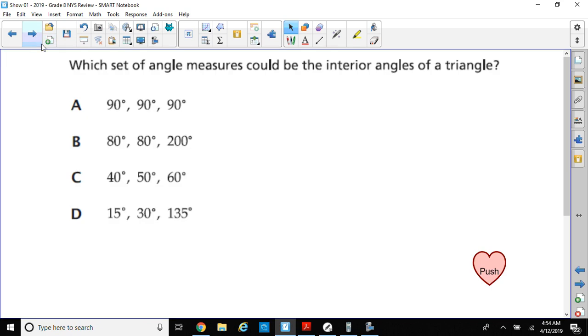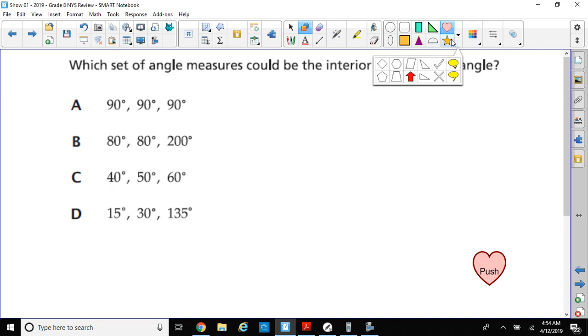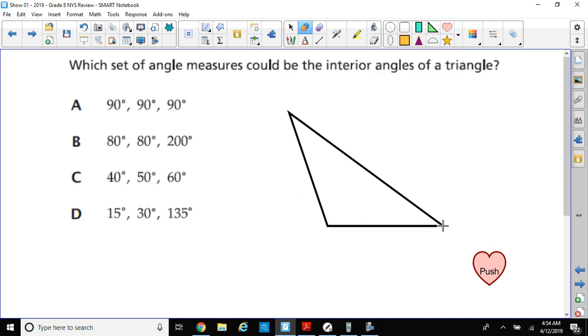Okay, let's get going here. We have our first question. Which set of angle measures could be the interior angles of a triangle? So let me get a triangle, like this one. Here's a good looking triangle.